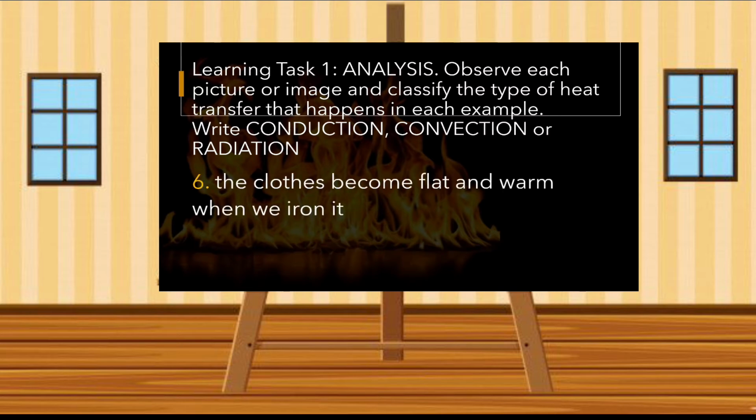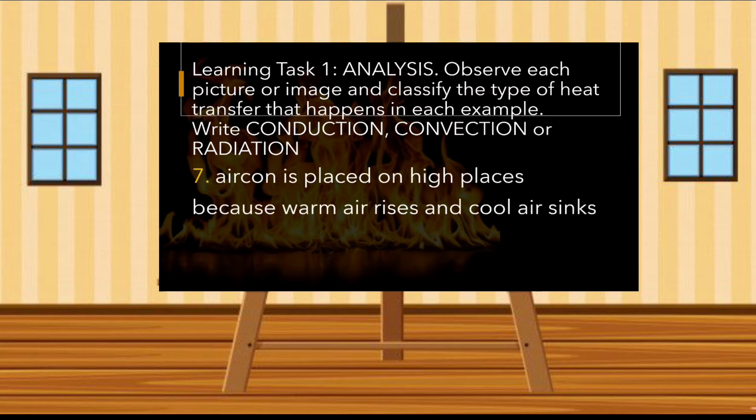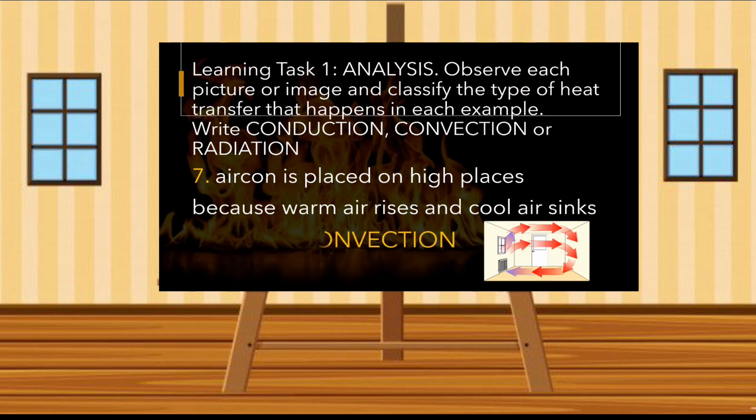6. The clothes become flat and warm when we iron it. Answer is conduction. 7. Aircon is placed on high places because warm air rises and cool air sinks. So the answer is convection.